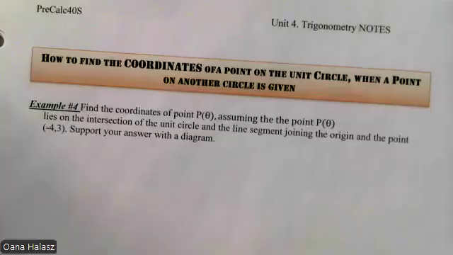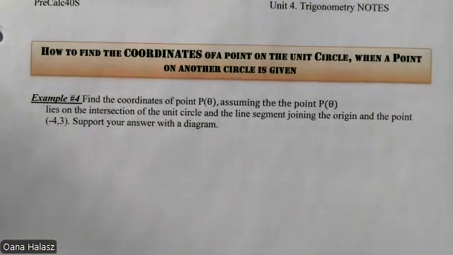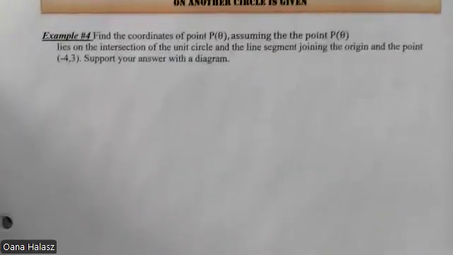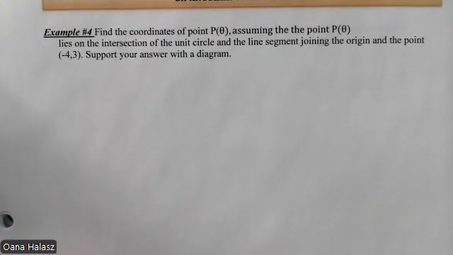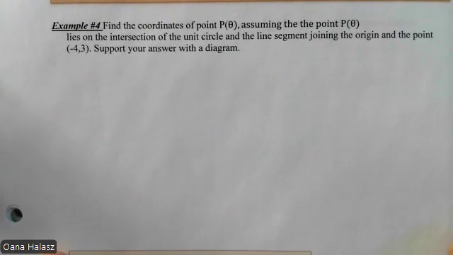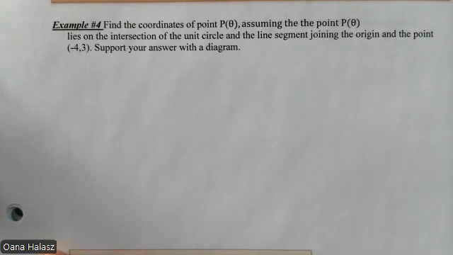Okay, what are we doing next? How to find the coordinates of a point on the unit circle when a point on another circle is given. Example 4: find the coordinates of P theta, assuming the point P theta lies on the intersection of the unit circle and the line segment joining the origin and the point -4, 3. Support your answer with a diagram.